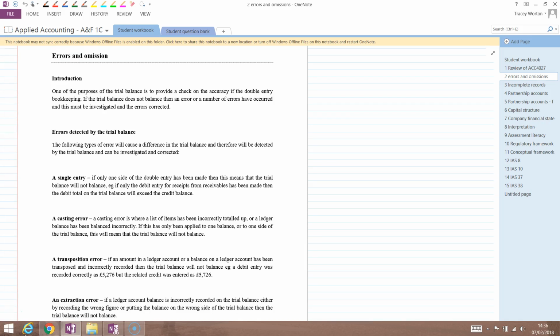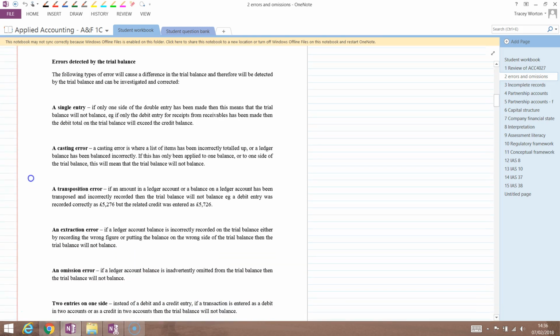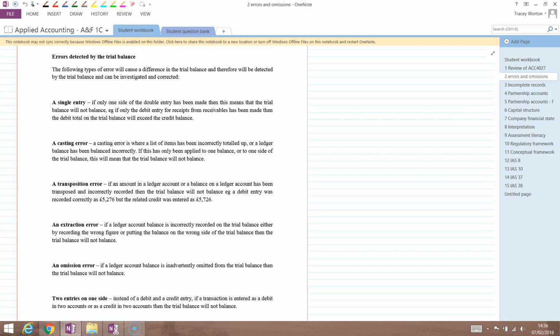So one of the purposes of the trial balance is to check on the accuracy of the double entry to make sure it's actually been performed correctly. If the trial balance doesn't balance, then an error or a number of errors have occurred, and this must be investigated and the errors need to be corrected. So first of all, looking at the errors that are detected by our trial balance. So we have a single entry. So if only one side of the double entry has been performed, so just the debit or just the credit.